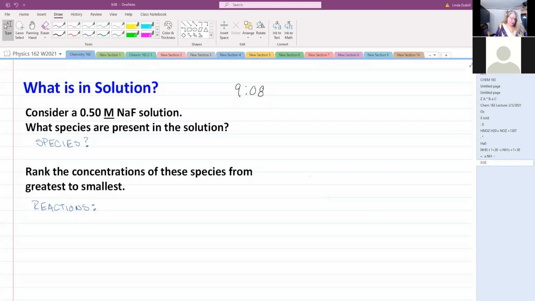Okay, so the question that I asked before you went into breakout rooms was what species would I have in solution? And what kind of reactions do you think I have? And then we're going to rank things from greatest to smallest. So who wants to offer up what kind of species do we have in the solution?